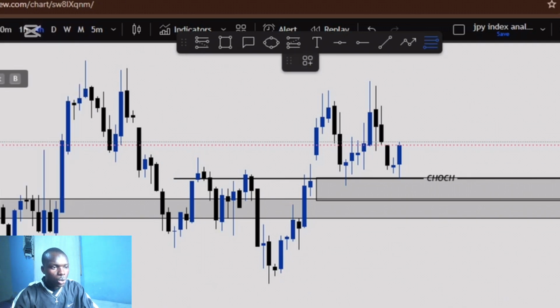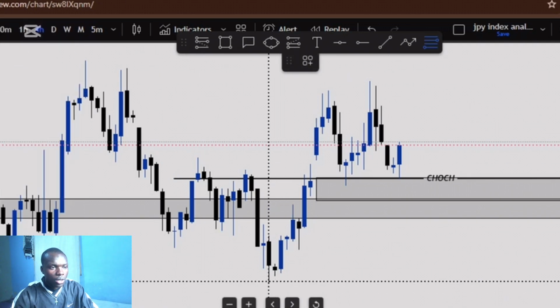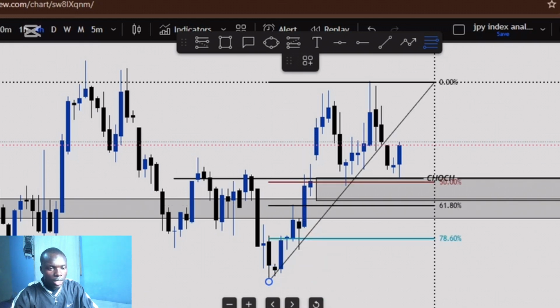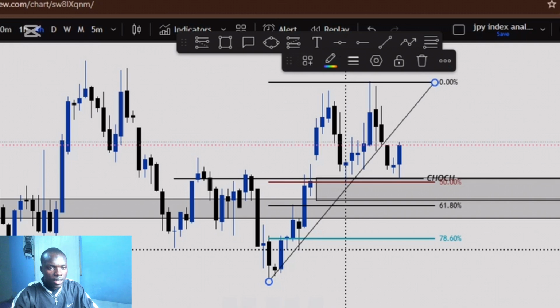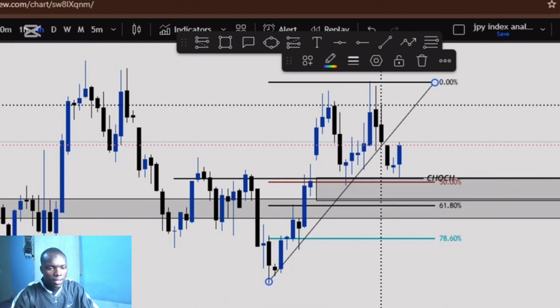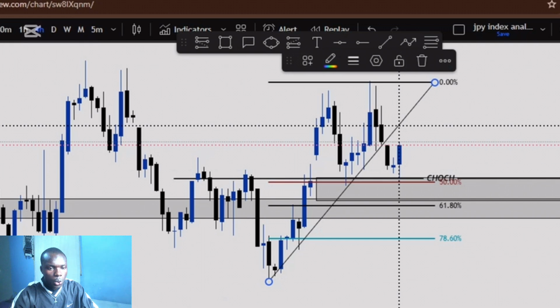We can also use our Fib retracement zone on the 4-hour time frame to determine the trend of the market. So this is the Fib retracement zone on the 4-hour time frame, and it is also in alignment.